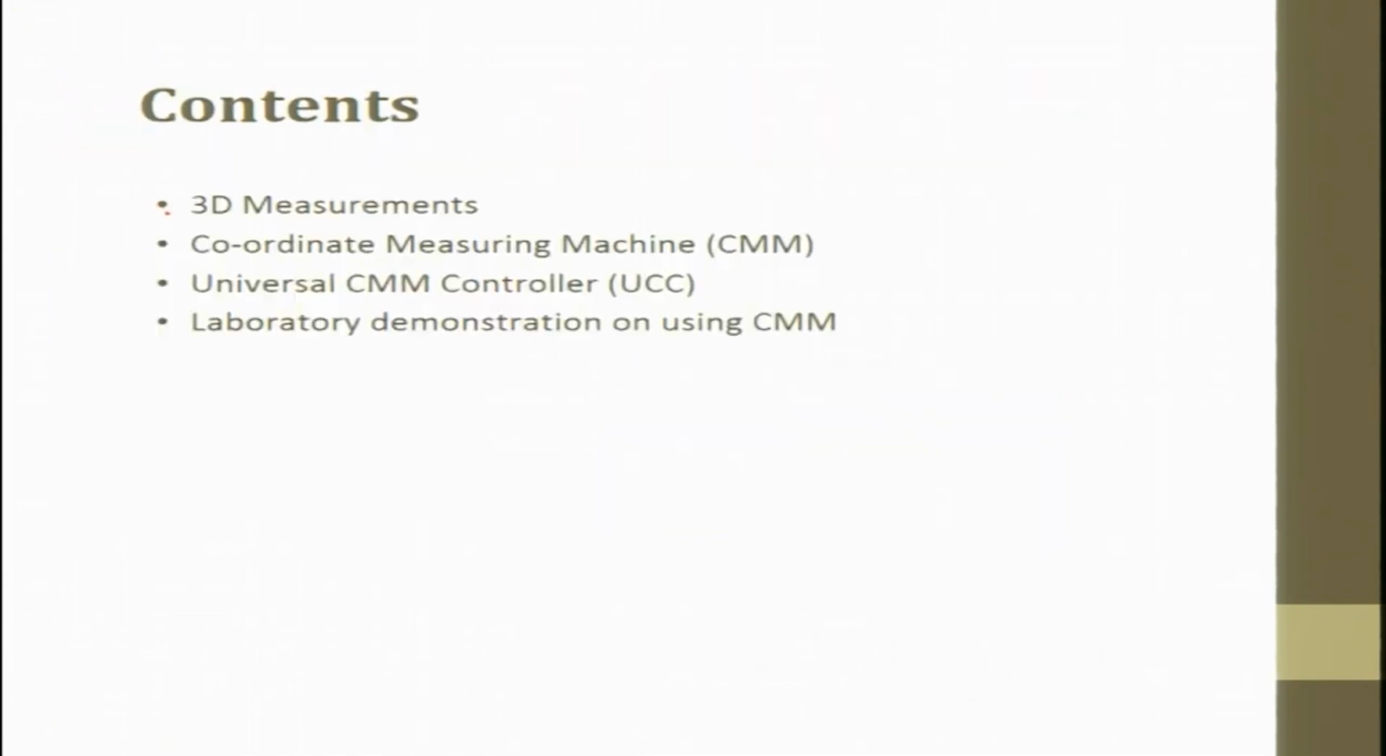Before the start of the lecture, I will just recall what is 3D measurements, then what is coordinate measuring machine and specification of the particular machine that we have in our lab, that I will give you. Then we have UCC, universal CMM controller. If I think of the whole CMM machine, the controller that controls the machine is known as UCC. So, laboratory demonstration on using CMM, there I will show you the parts, the various heads, all the axes, and we will see what are the degrees of freedom, all those things, and also we will try to measure one component that would be a kind of a standard component.